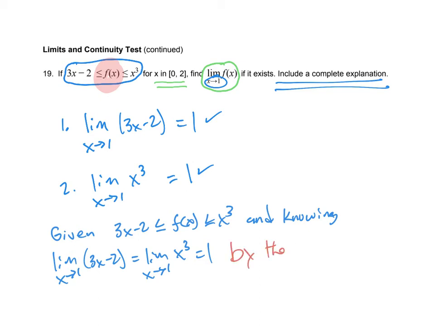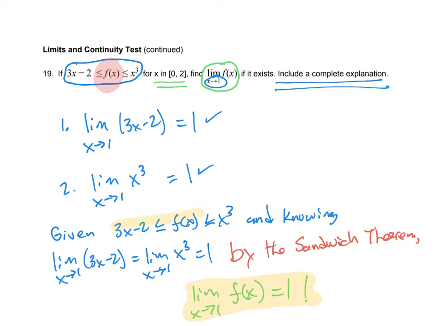I put this in red because I want to make sure you write this in your answer. By the sandwich theorem, the limit as x approaches 1 of our function f of x has to also equal 1. Take that, universe. We set up the hypothesis for the sandwich theorem, which is we need to make sure we have our function trapped, and we need to know that the limits on the outside functions are equal. If we have that in place, then we can say, by the sandwich theorem, here's the limit.